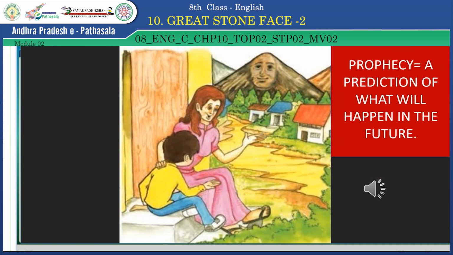A mother told her little boy Ernest about an old prophecy. A prophecy means a prediction of what will happen in the future. The prophecy was that a noblest child would be born and he would become the greatest man of that time, and his face would resemble the great stone face. So, Ernest was waiting for that man. Years passed. Ernest grew big, but he could not find the man who looks like the great stone face.